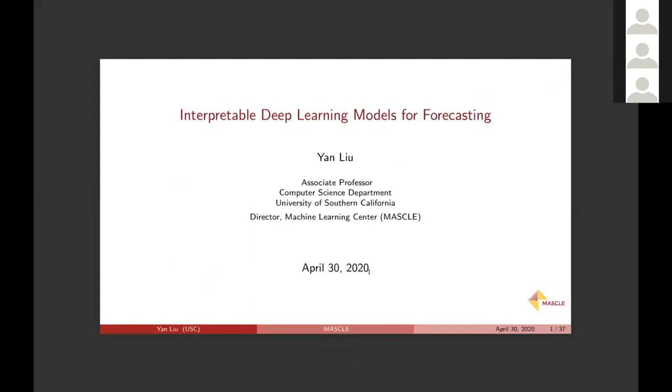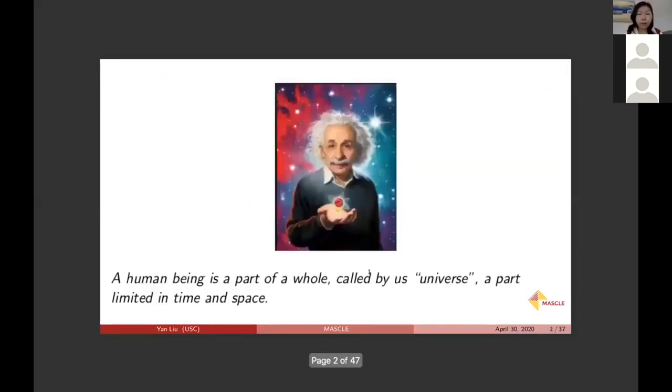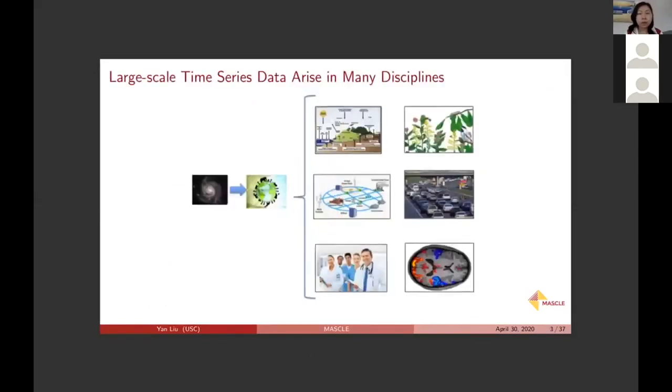Obviously, before that, I also want to give a quick overview of what we have done in the past 10 years. Our main research effort is developing novel machine learning models for analyzing and predicting time series data. And our application actually started with climate change and then later developed into many other areas such as traffic, power grid, healthcare, and so on.